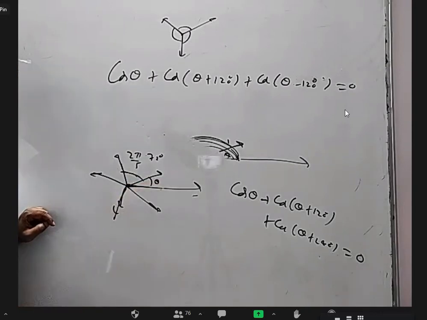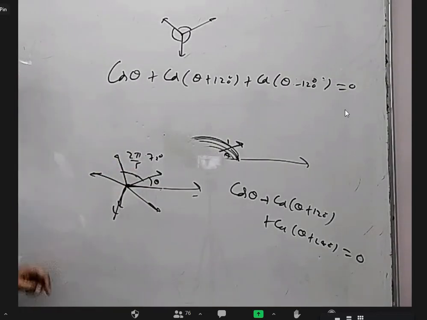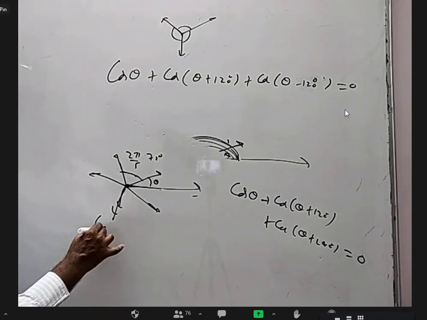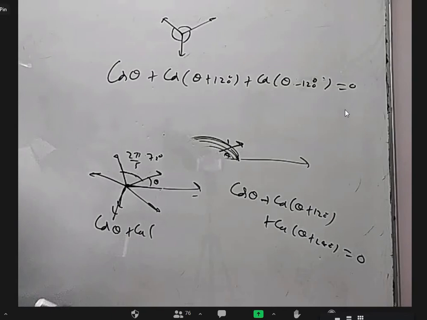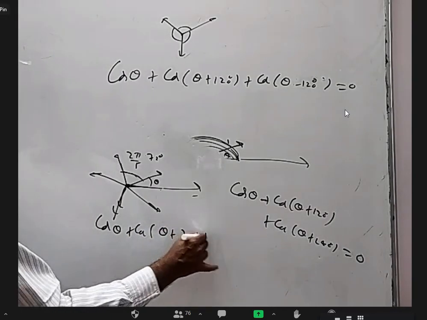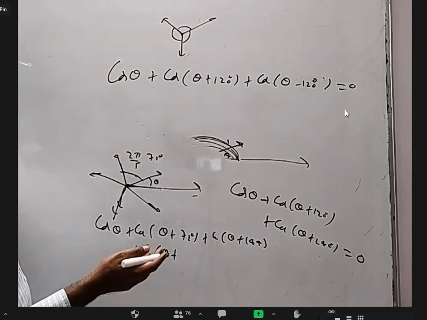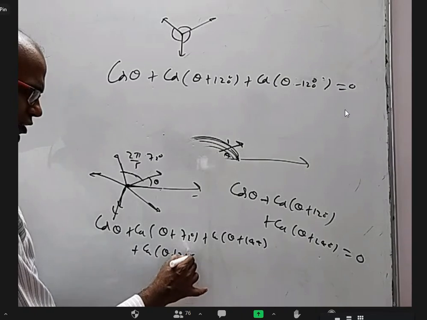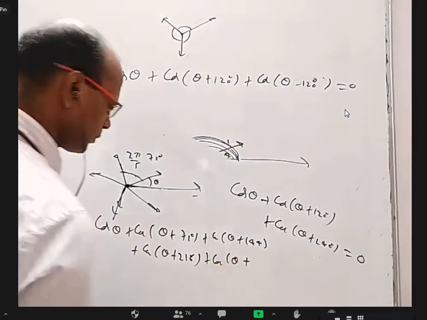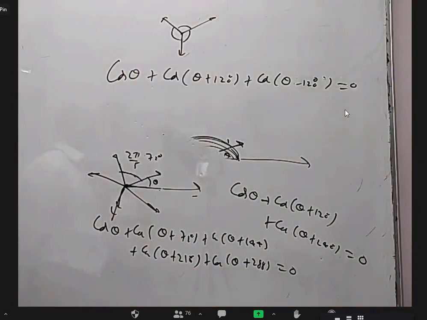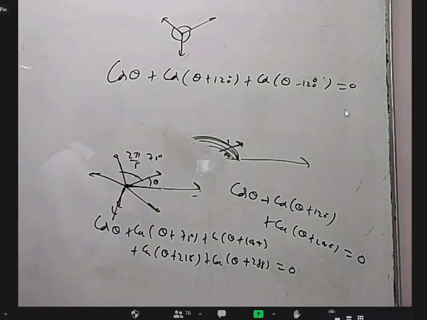If I take this angle as theta, the sum of the horizontal components is 0. What will come? Cos theta plus cos of theta plus 72 plus cos of theta plus 144 plus cos of theta plus 216 plus cos of theta plus 288, equal to 0. That's all, we made the question. How you go about it by trigonometry will vary later, but you can make a question like this. You can take 3 forces, 4 forces and so on.